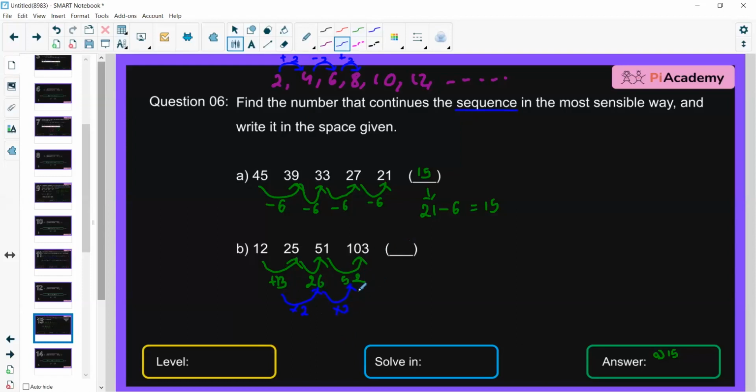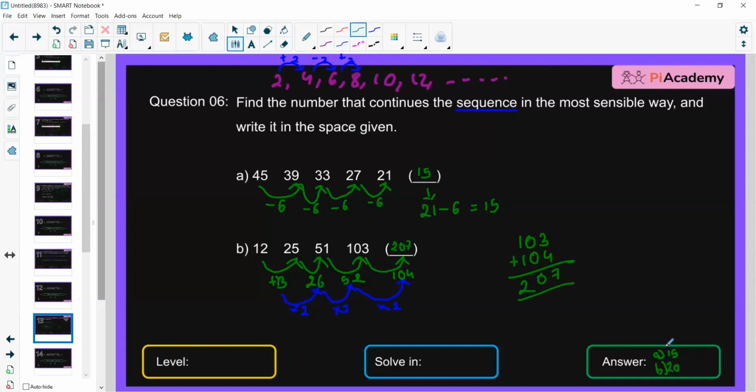So for this number, I need to multiply 52 by 2. What would I get? 52 multiplied by 2. Is it 104? Yeah. So 52 multiplied by 2 is 104. That means 103 added to 104 will give me the next term. Okay. So which is 103 plus 104. So 4 plus 3 is 7. This is 0 and this is 207. So my answer is 207. Okay.